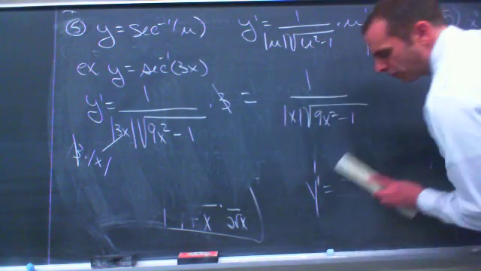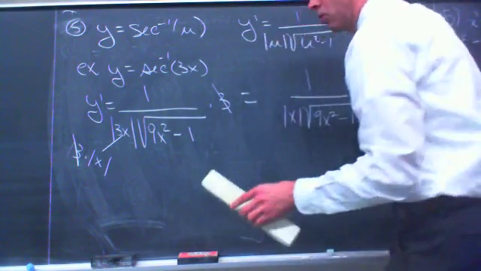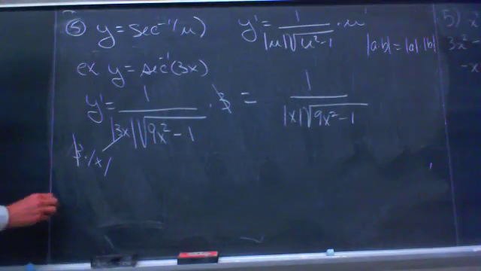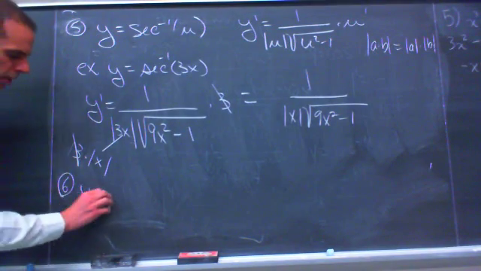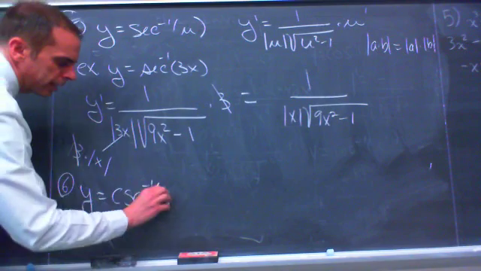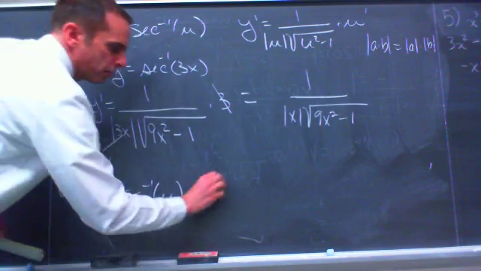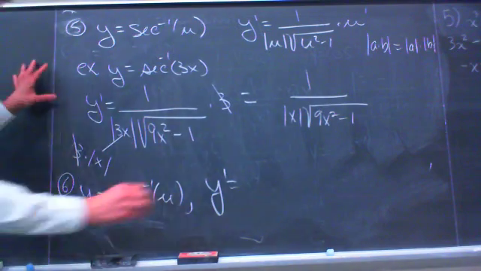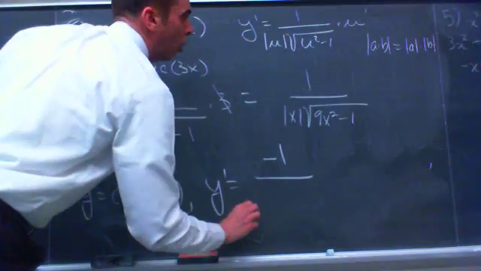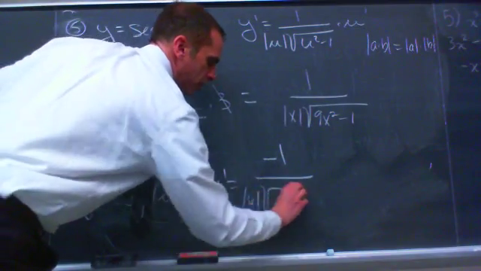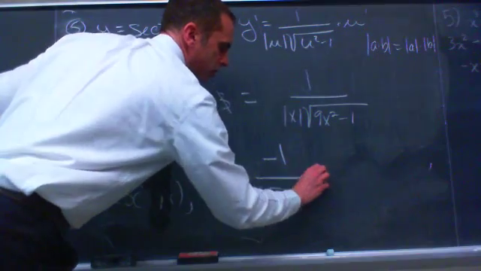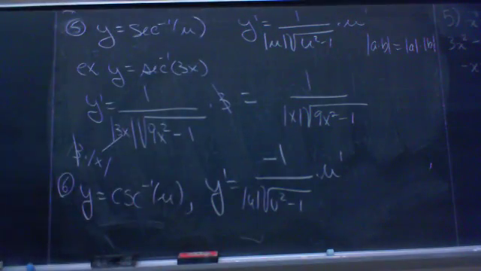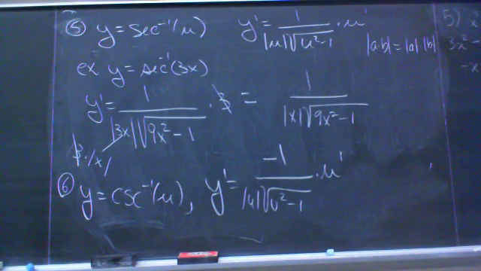And like I said before, if you know secant inverse, you also know cosecant inverse. So the last one, number 6: if y equals cosecant inverse of u, then y prime would be just the negative of it. Negative 1 over the absolute value of u times the square root of u squared minus 1, times u prime. It's just the negative of it.